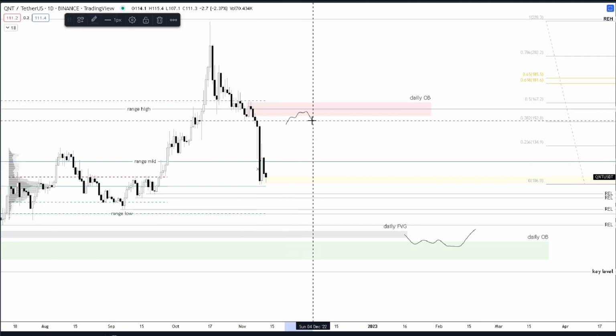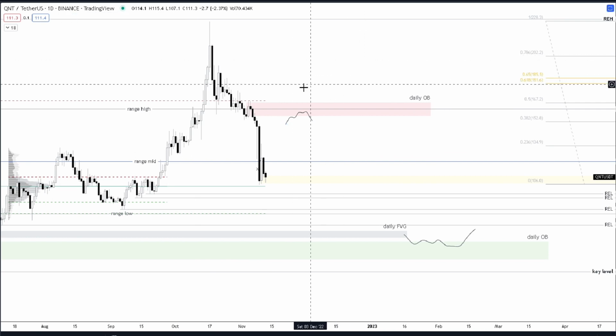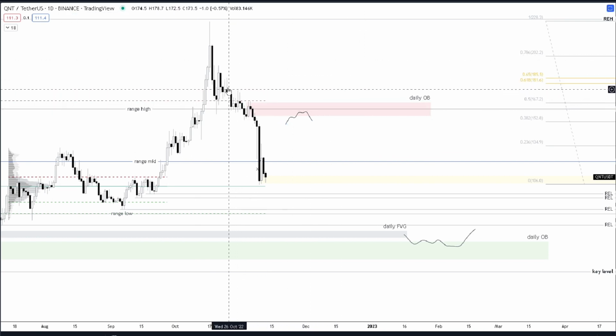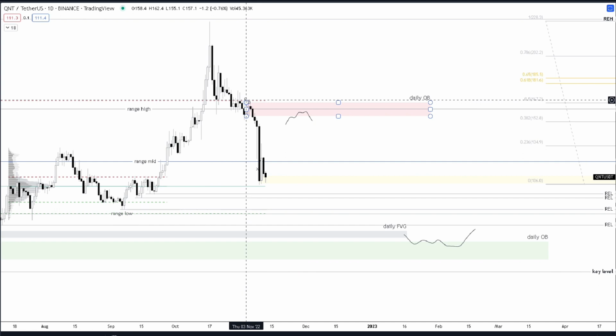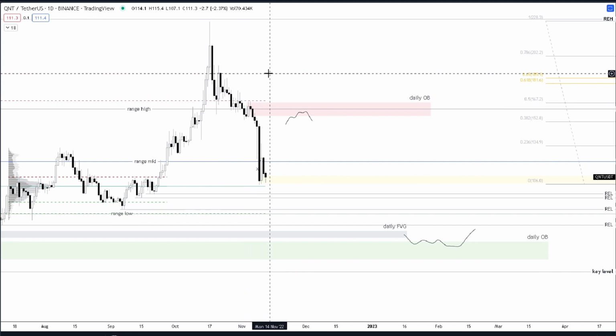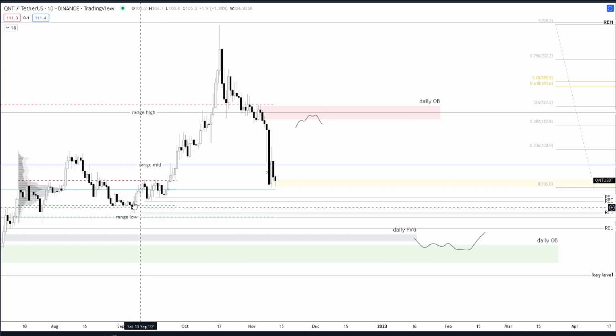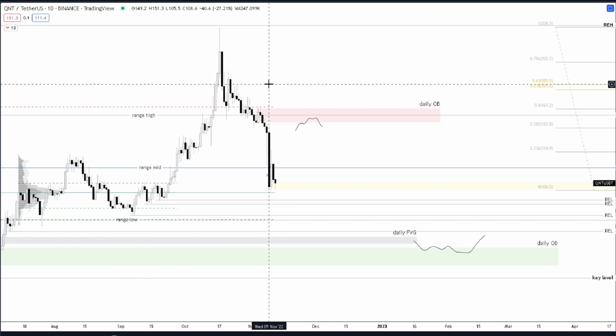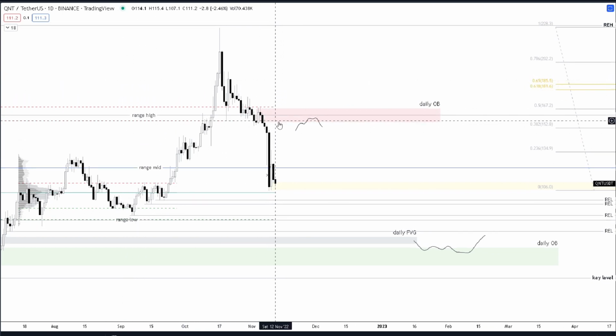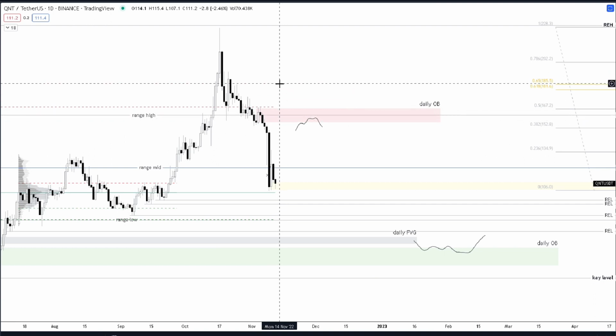for a possible reversal. But the only thing that does concern me is that there are many relatively equal highs here. And if you know anything about the way I trade and the way the markets move, relatively equal highs and relatively equal lows, more often than not, they get swept. So that is the only thing I'd really be looking out for.